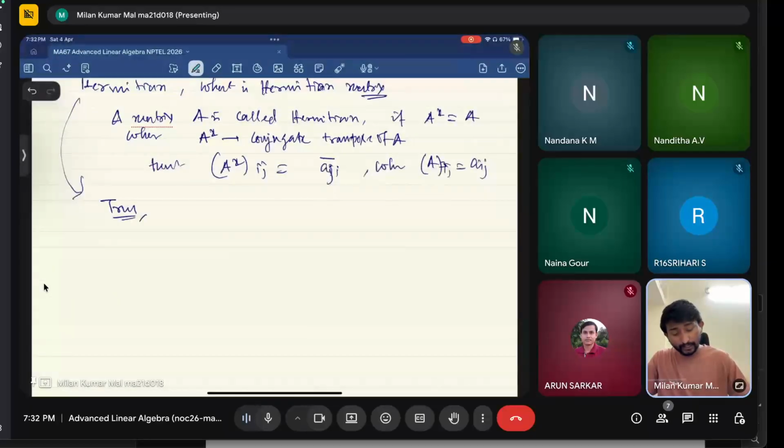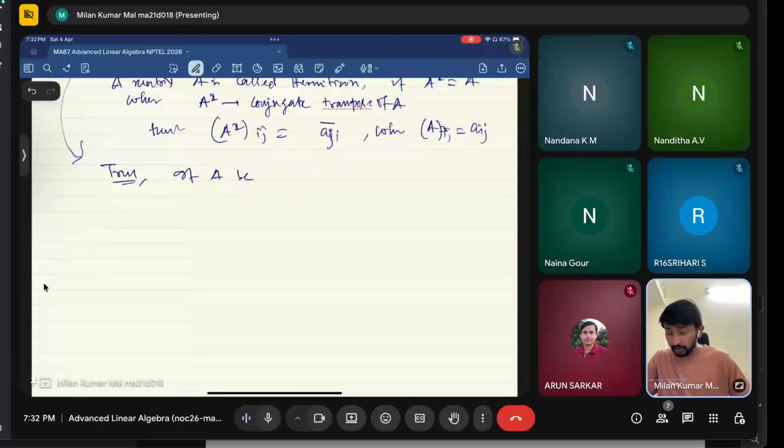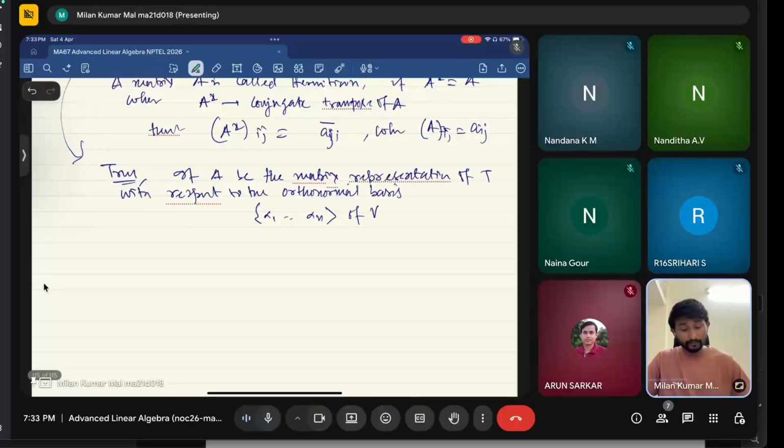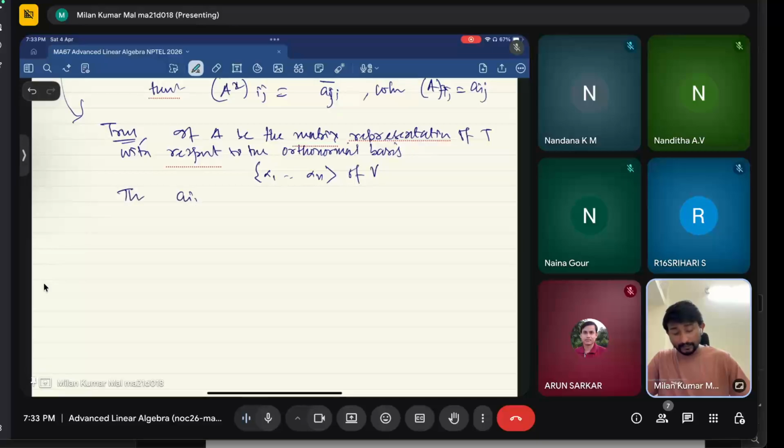Why is this true? Note that if A is the matrix representation of T with respect to the orthonormal basis alpha 1 all the way to alpha n of V, then its ij entry is the inner product of T alpha j with alpha i. This is what Aij is.